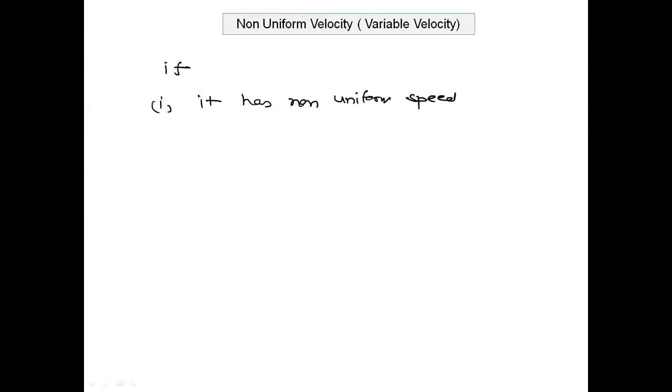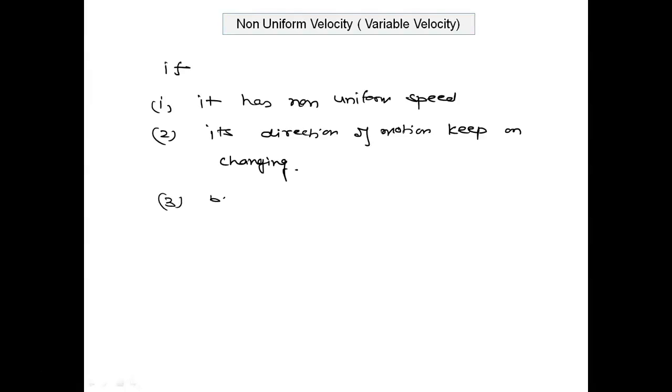Very first thing, when we say uniform speed we are talking about magnitude. When it is non-uniform speed, the magnitude is constantly changing. Second, its direction of motion keeps on changing. And third, both its speed and direction change with time.